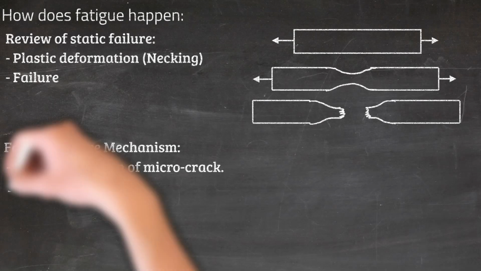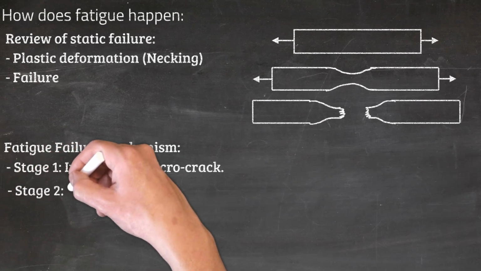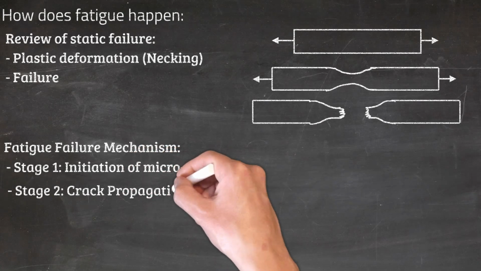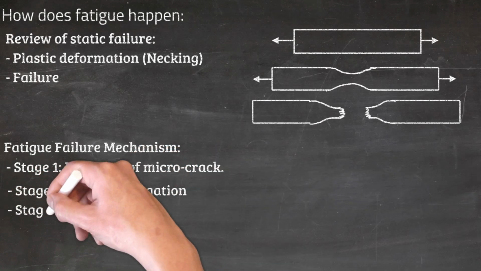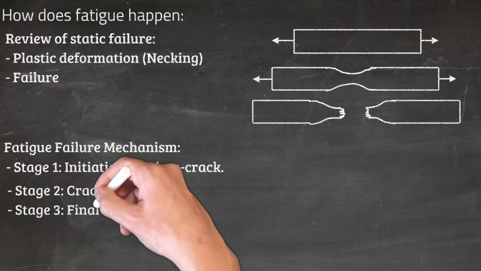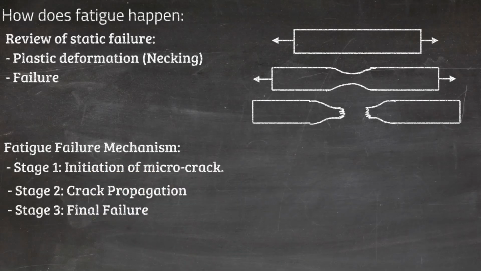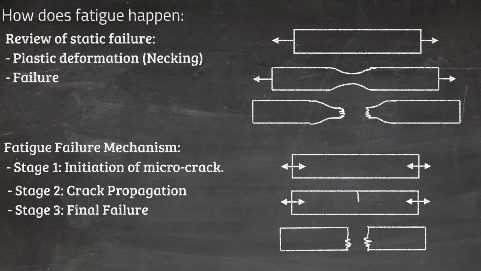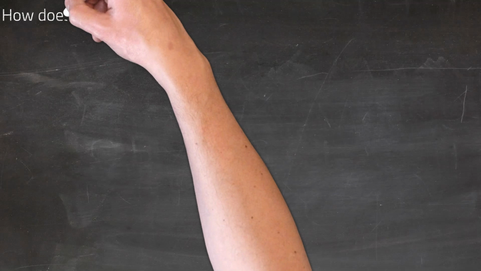The second stage is the propagation of the microcrack to a macrocrack. This crack continues to grow at this stage as the repeated load continues. At the last stage, the macrocrack is large enough that the remaining material is insufficient to carry the load, and fails, similar to a static load failure of a brittle or ductile material.